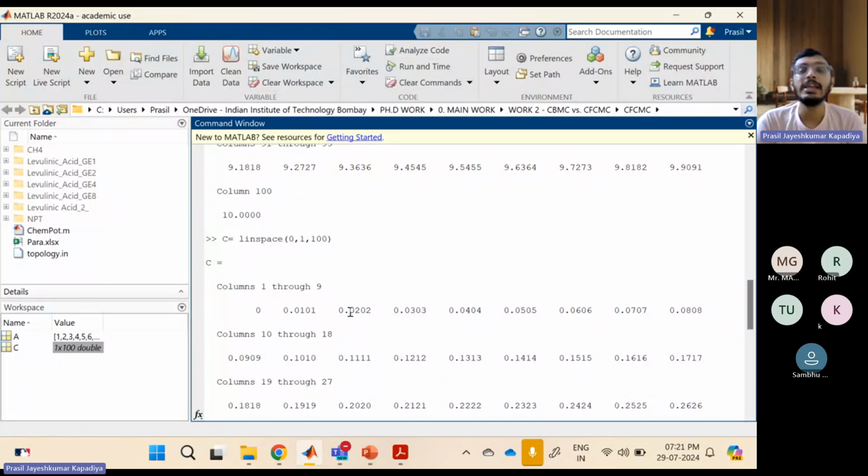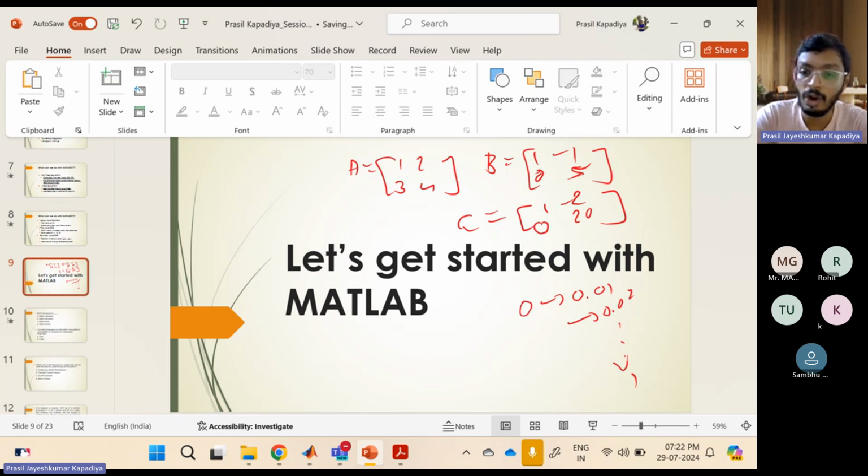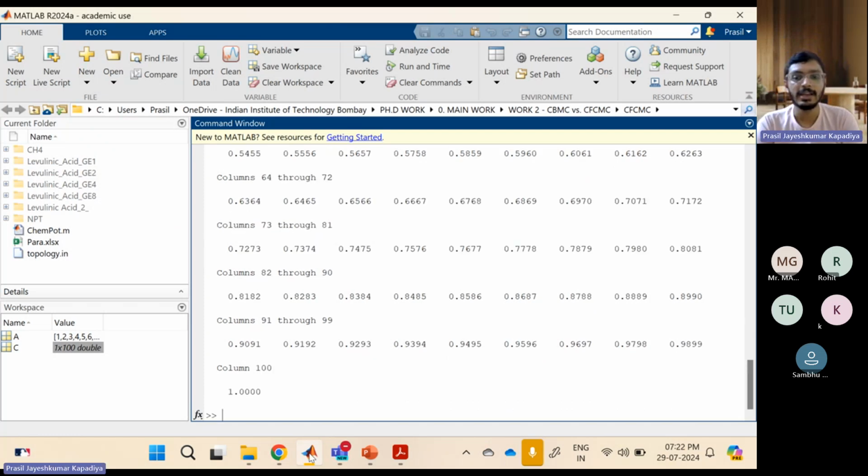But let's say I tell you that I need to go from 0 to 1 in gaps of 0.01. So can I use the linspace part? Between 0 to 1, I need to move in gaps of 0.01. Are you understanding what I am saying? My first point is 0, my second point should be 0.01, next should be 0.02, and like that I should reach till 1. I don't know how many points there will be. So can I use the linspace command here?